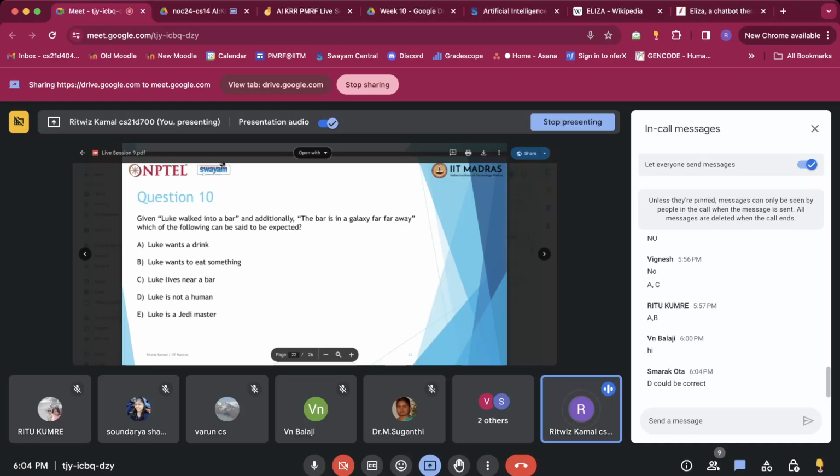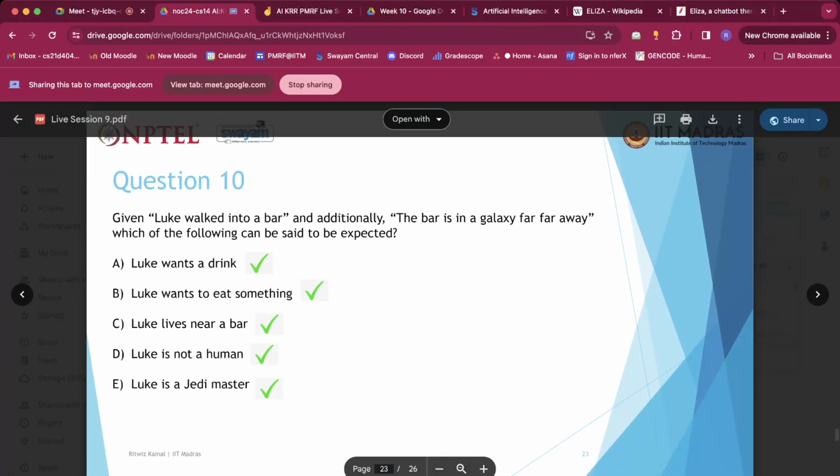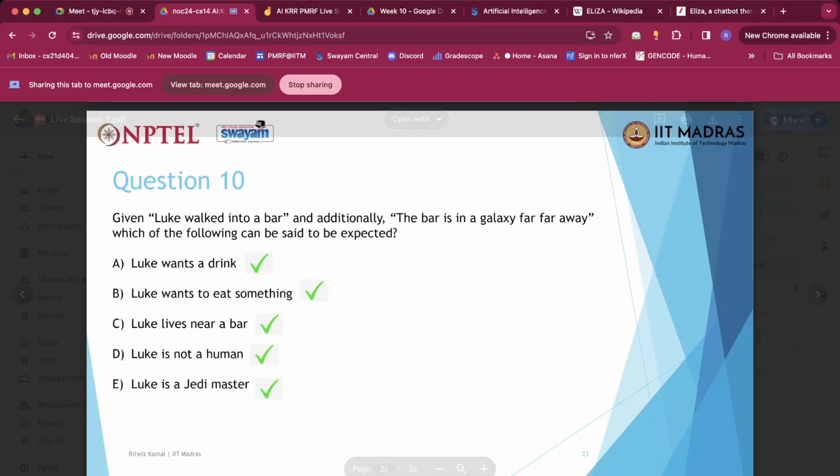Again, this is all a hypothetical question, just for the sake of understanding this concept of stereotypical knowledge associated with a particular piece of information. Now that we know that the bar is in a galaxy far, far away, another expectation could be that Luke is not a human, or that Luke is a Jedi Master, which is also related to aliens from Star Wars. So the correct options in this case would be all of them: A, B, C, D, and E.